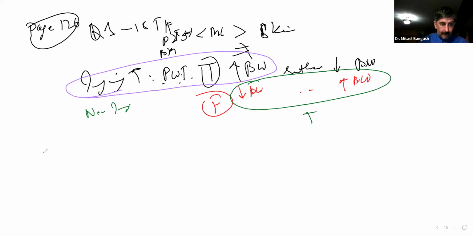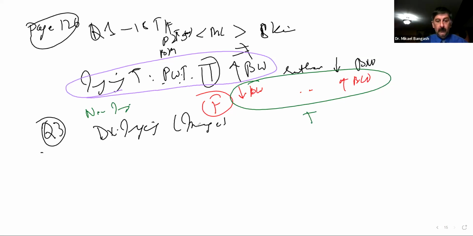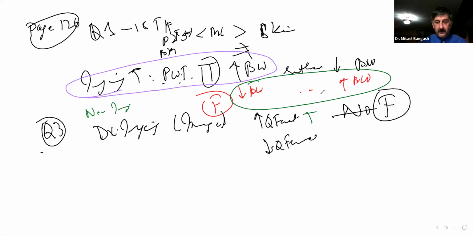Question number 3. A very high Q factor transducer is used more often in diagnostic imaging than low Q factor. Now, when we say diagnostic imaging, that's mainly when we want to create an image. So if you want to get an image, would it be true to say that we use transducers with a high Q factor rather than a low Q factor? No. So that makes this statement false.